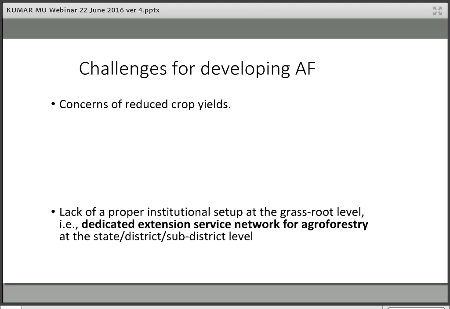Farmers are also concerned about reduced crop yield primarily because of the competition for site resources, above ground and below ground, and because of that, there is concern among the farmers that the agriculture crop productivity or food crop yield levels will be lower if grown in association with tree crops. So there have to be extension mechanisms by which this concern can be overcome, by choosing appropriate tree and crop species so that the yield of the food crops is not adversely affected.